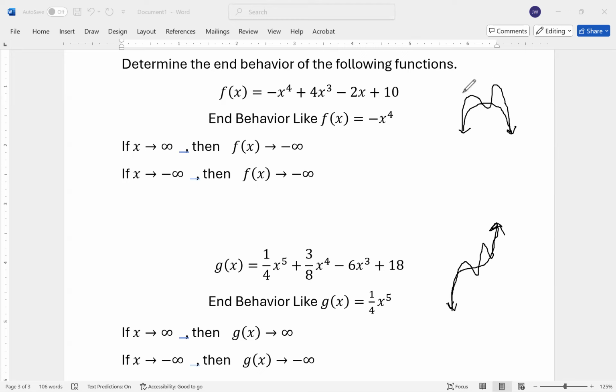So we could have some ups and downs. It doesn't always have to be a smooth curve. We could have some stuff going on in the middle, but the end behavior matches the end behavior of the corresponding power function.